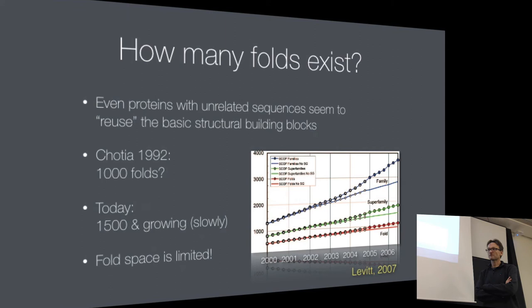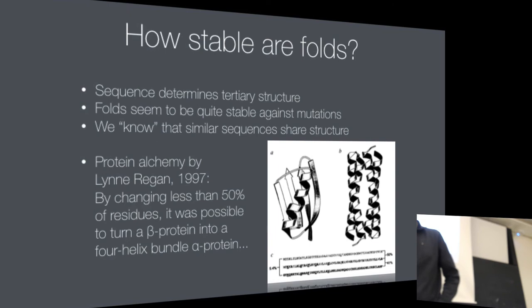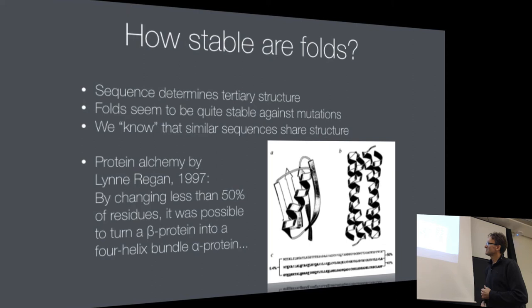That is in general true, but remember what I said about molecular biology and examples. There was a famous example in 97 by Lynn Regan. They changed roughly 50% of the residues in a protein, and then they could have it create a different fold. And this is also a bit related to the prions I spoke about and everything.